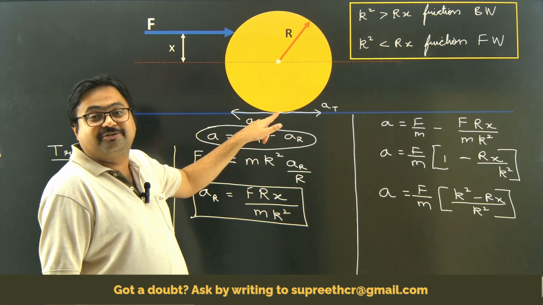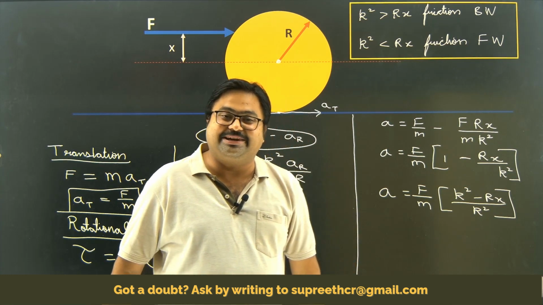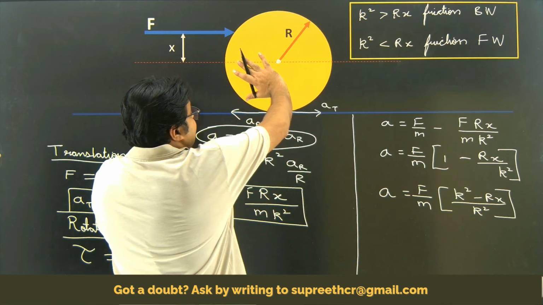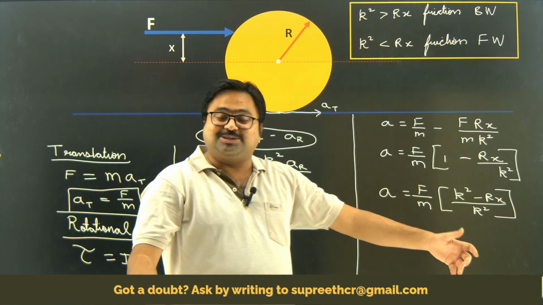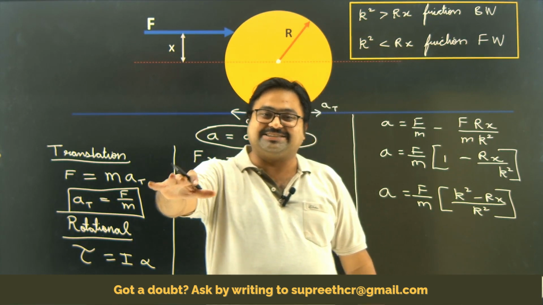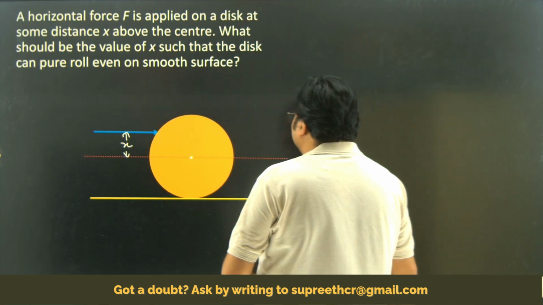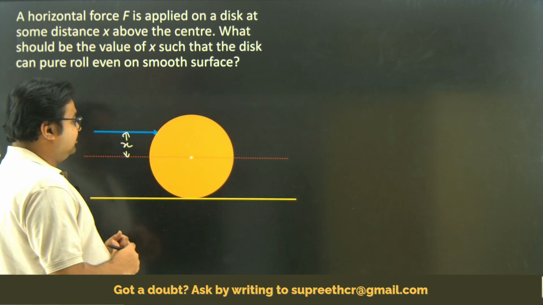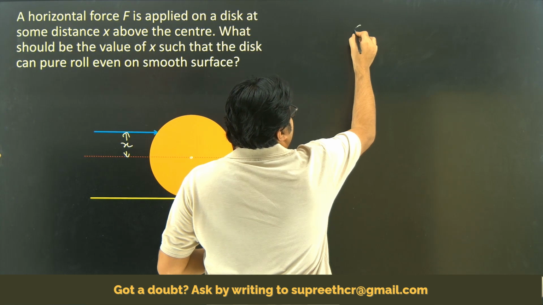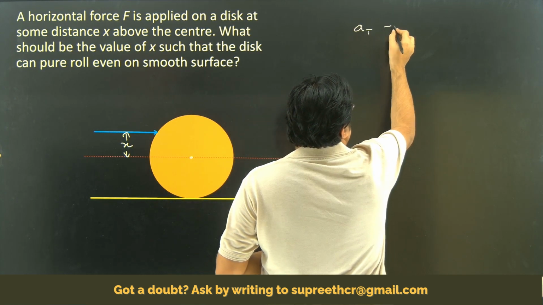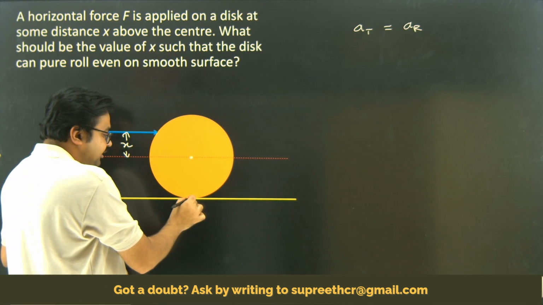Then this point of contact will experience no acceleration. So if it is initially at rest, it will continue to be at rest, but because there is a force acting, it would start rolling. And we know that in rolling motion, the point of contact is always at rest, so you will be able to set it in pure rolling. So that's the idea behind the solution of this question. So the body will pure roll if the translational acceleration is equal to the rotational acceleration for the point of contact.